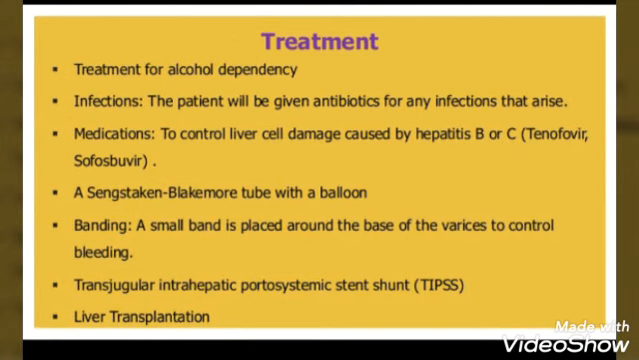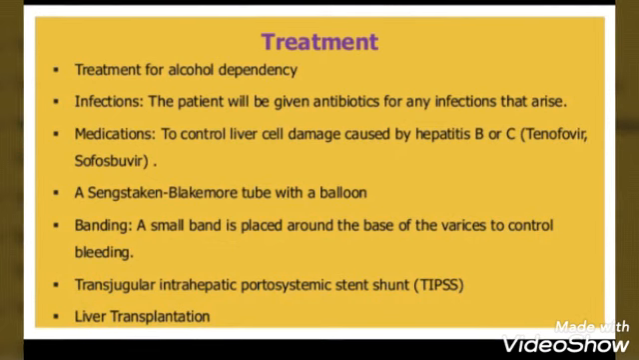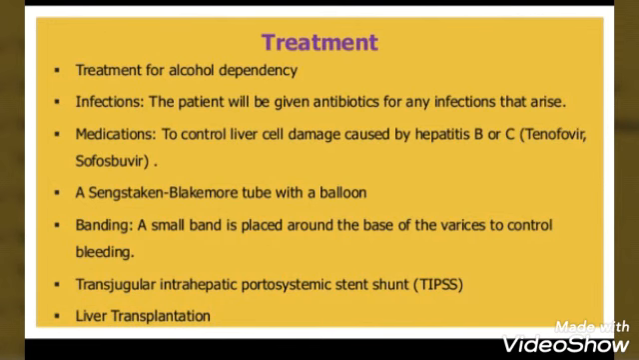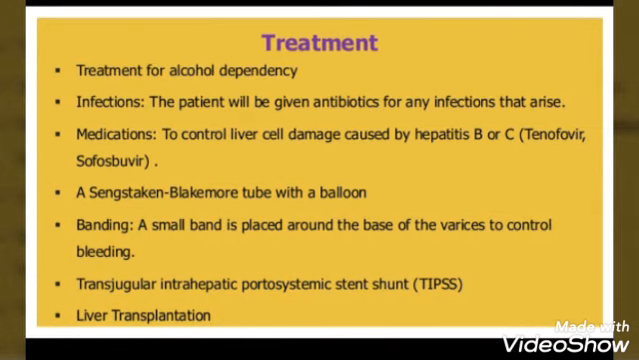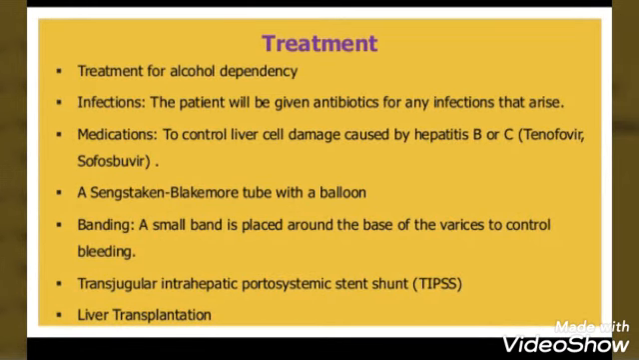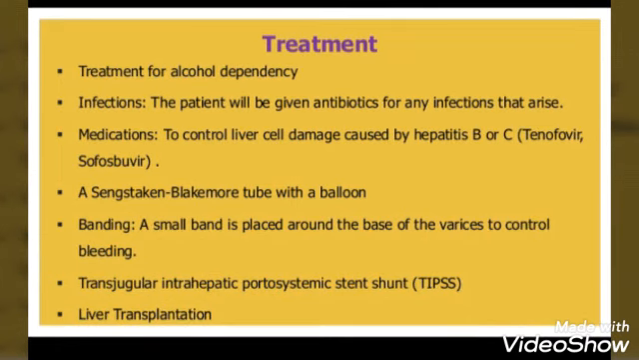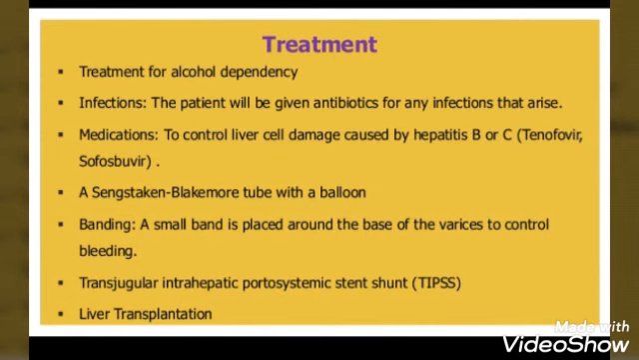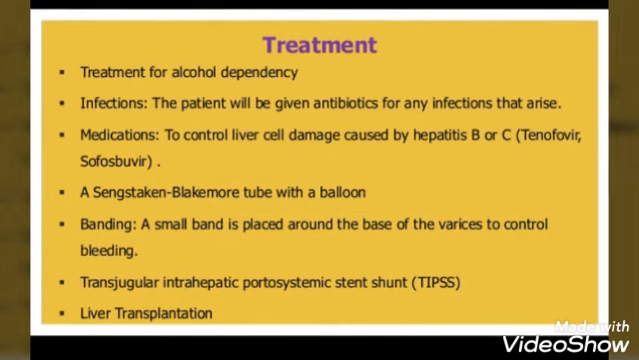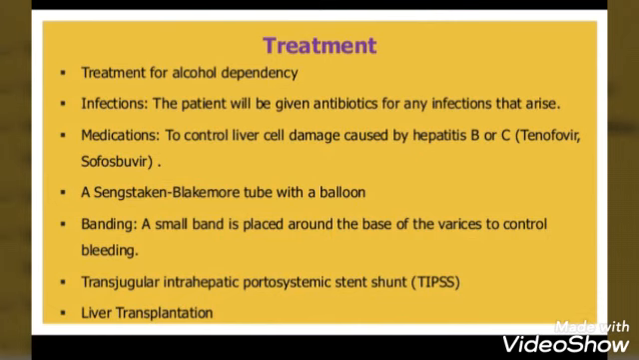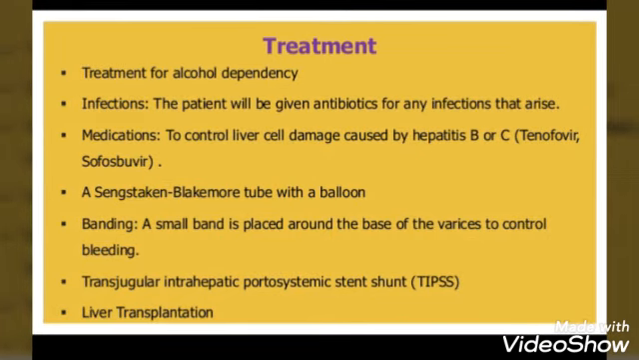Then medications to control liver cell damage caused by hepatitis B or C: in this, antiviral drugs will be given. Then a Sengstaken-Blakemore tube with a balloon is inserted to reduce the venous pressure. Then banding, a small band is placed around the base of the varices to control bleeding. If there is more bleeding, the bleeding has to be stopped. Then a transjugular intrahepatic portosystemic stent shunt is placed in the patient, then liver transplantation is done. This is the overall treatment you can give to the patient.